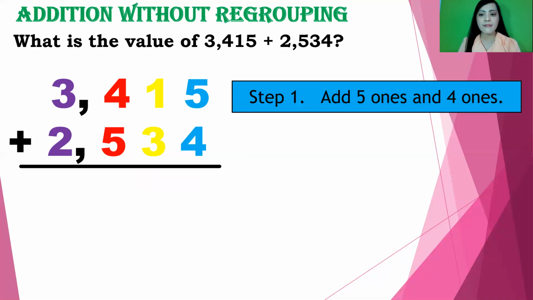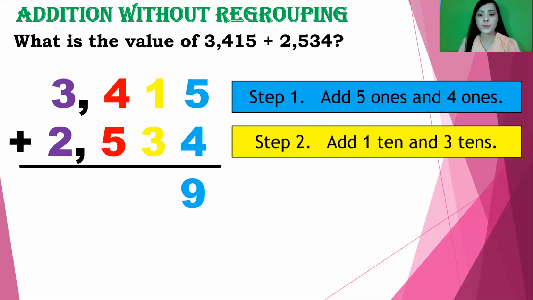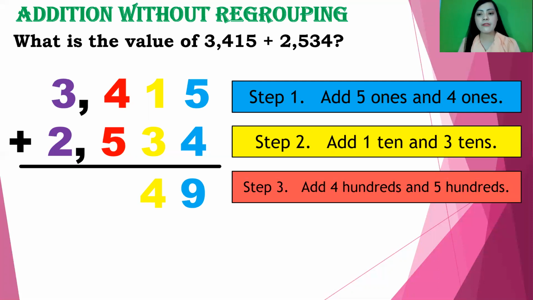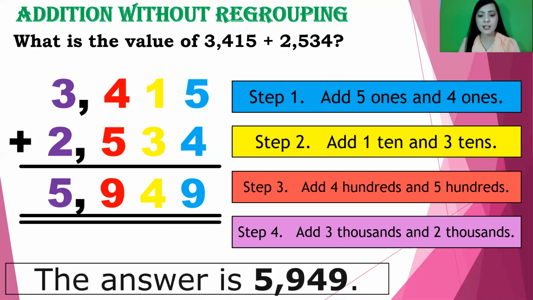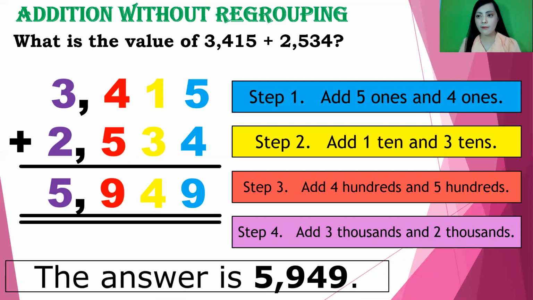Step 1, add 5 ones and 4 ones. 5 plus 4 is equal to 9. Step 2, add 1 ten and 3 tens. 1 plus 3 is equal to 4. Step 3, add 4 hundreds and 5 hundreds. 4 plus 5 is equal to 9. Step number 4, add 3 thousands and 2 thousands. So 3 plus 2 is equal to 5. So the answer is 5,945.